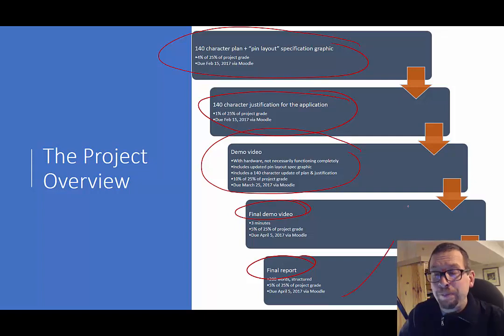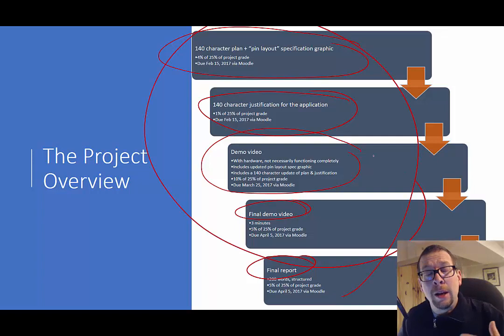So as you can see, this is a multi-stage project with components that are assessed at different parts of the project development, each worth a significant component of the overall grade. So as you progress through, you'll get grades and feedback as to what's going on with your project.